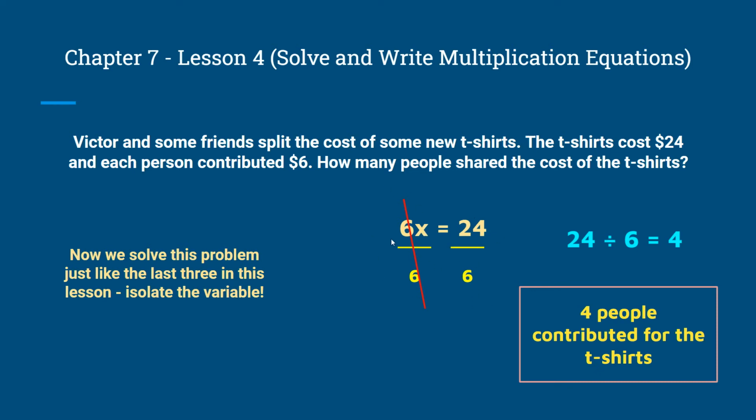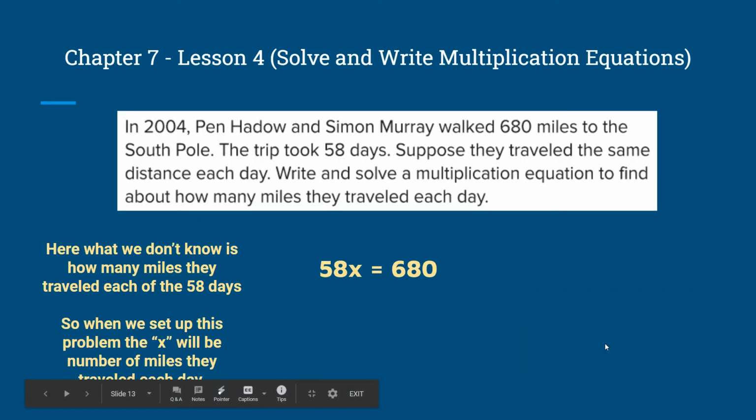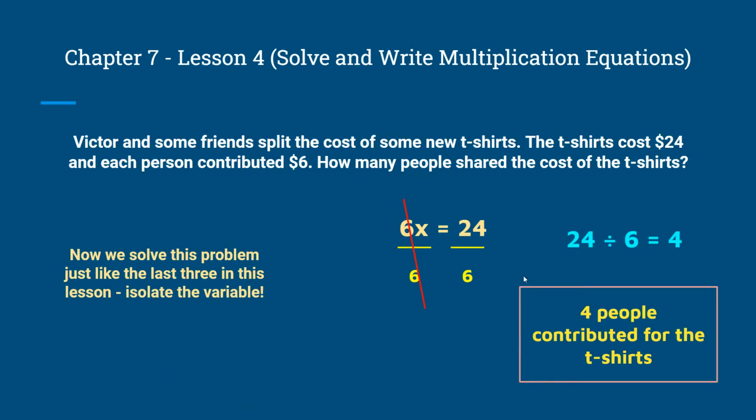Over here on the left, once I do 6 divided by 6, my variable now is all by itself. And I just have to solve 24 divided by 6. That ends up equaling 4. So what does that tell me? That tells me that 4 people contributed to the purchase of these t-shirts. 4 people each threw in $6. That gives us a total of $24.